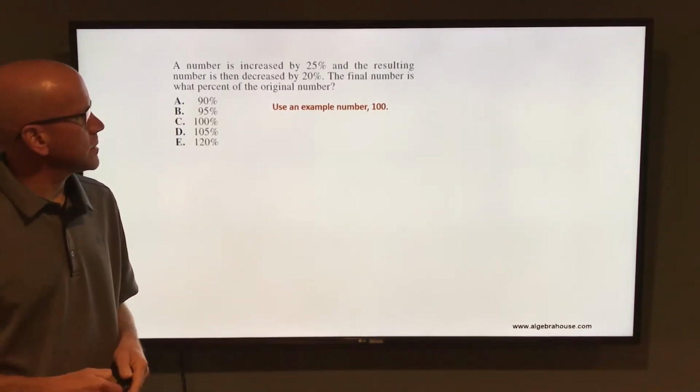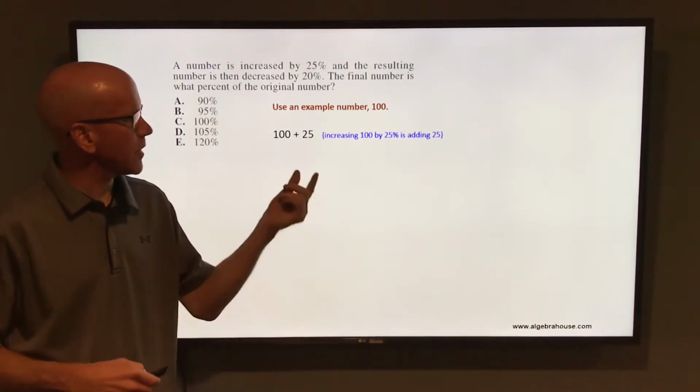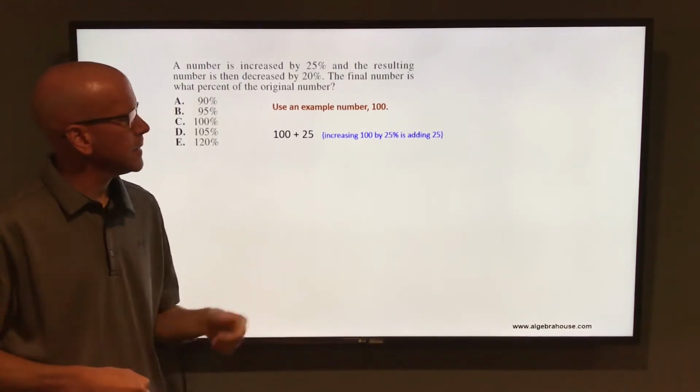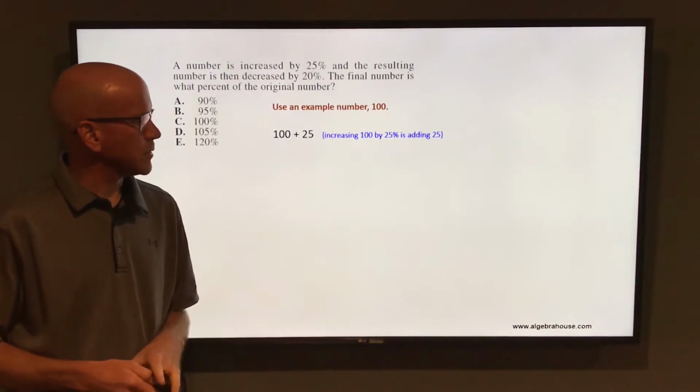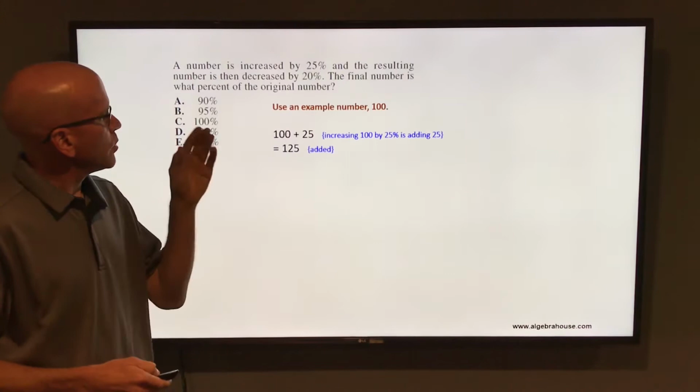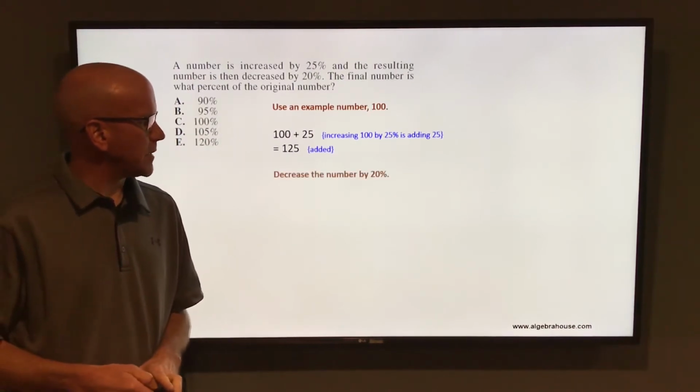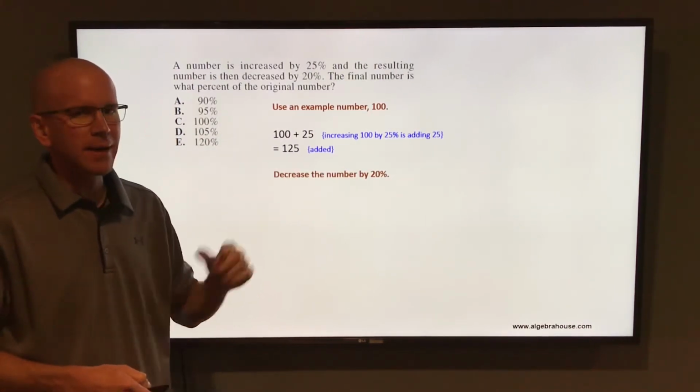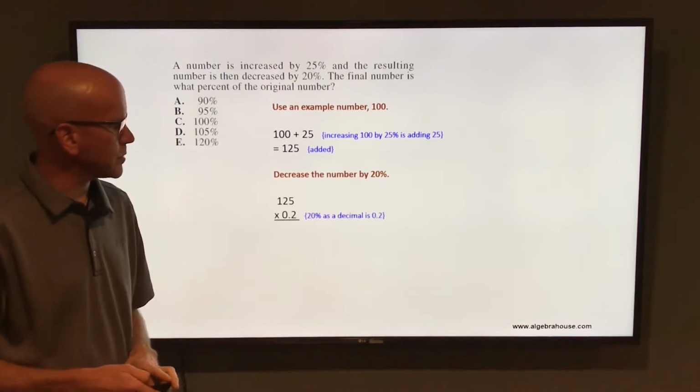So we need to increase that by 25%. 25% of 100 is 25. So if you increase that by 25%, you're adding 25 onto 100, that is 125. The resulting number is then decreased by 20%. So take that 125 and decrease it by 20%.